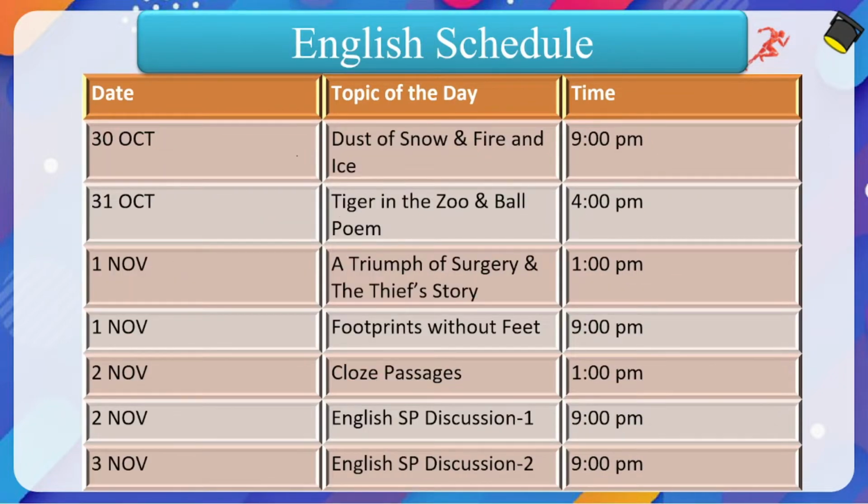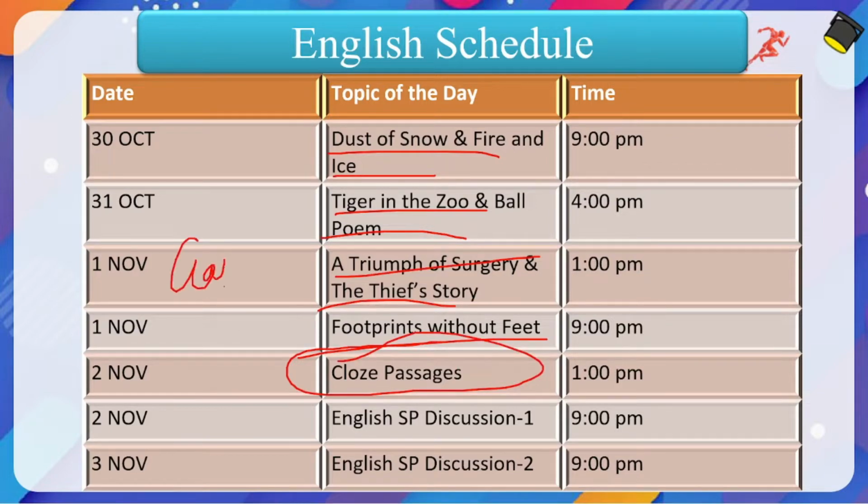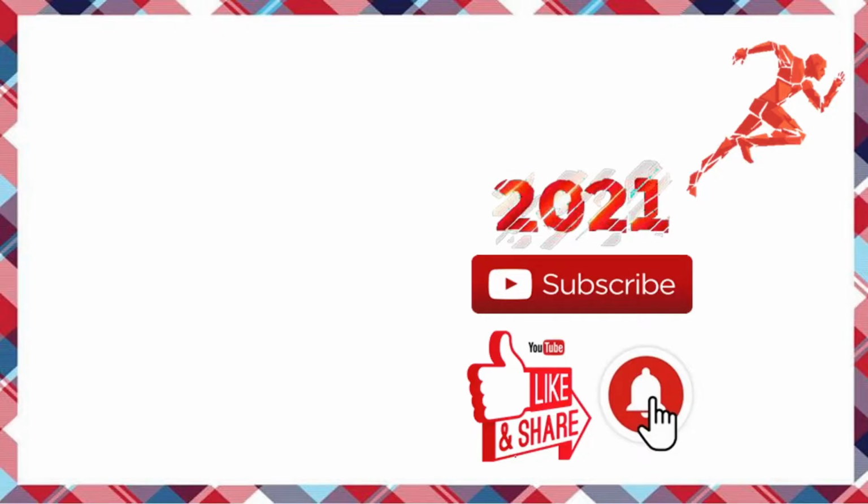Then from 30th October we'll be having the poetries: Dust of Snow, Fire and Ice, Tiger in the Zoo, Ball poem. Then we have the supplementary reader: A Tramp of Surgery, The Thief's Story, Footprints Without Feet. Then on 2nd November you'll be having a session of closed passages, or gap filling. Closed passages also mean gap filling. And at the end we'll be discussing the sample paper once more, so that we can have a thorough revision of all the important concepts.